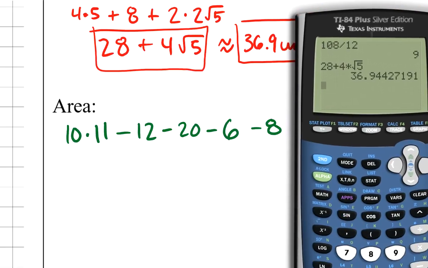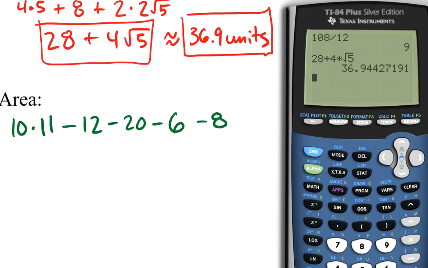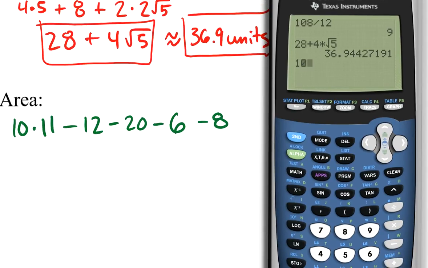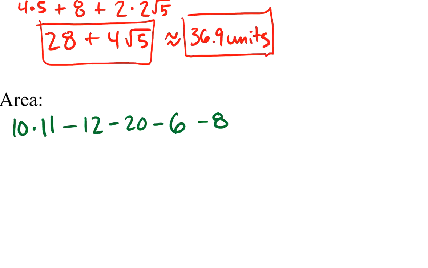So no sense in taxing myself with arithmetic. So let's see here. 10 times 11. Now, I think arithmetic's looking easier compared to how I'm using my calculator. I need to subtract 12 and, oh, what the heck, I'll throw those together and subtract 26. Did you see that? I added 20 and 6. And let me subtract 8 also. So when I do this, I get an area of 64.